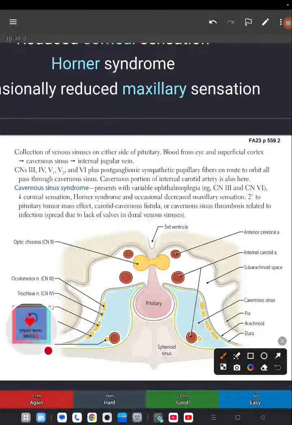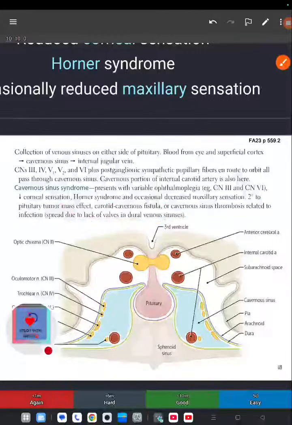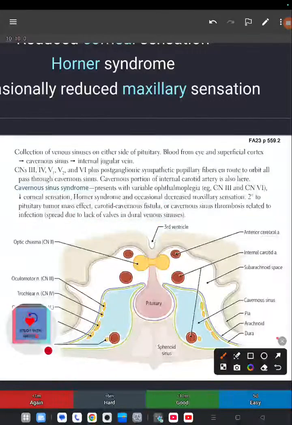What is cavernous sinus syndrome? It presents with variable ophthalmoplegia of cranial nerves 3 and 6, decreased corneal sensation, Horner syndrome, and occasional decreased maxillary sensation. It is secondary to pituitary tumor mass effect, headache, carotid cavernous fistula, or cavernous sinus thrombosis related to infection, due to lack of valves in dural venous sinuses.